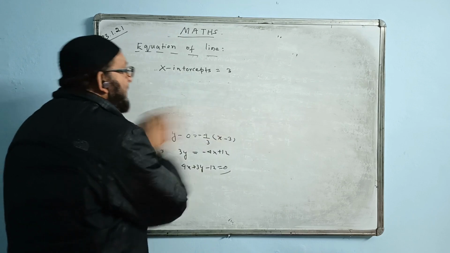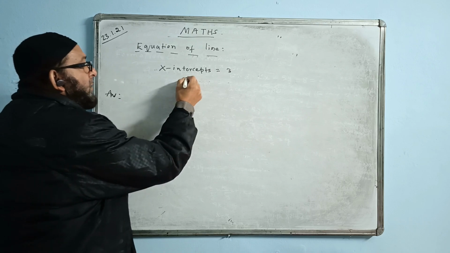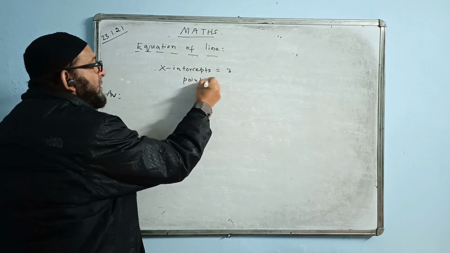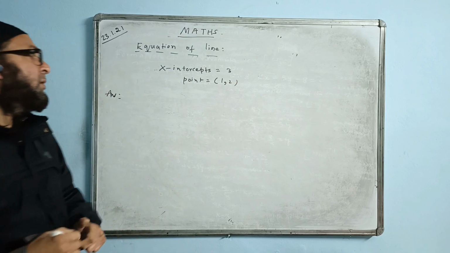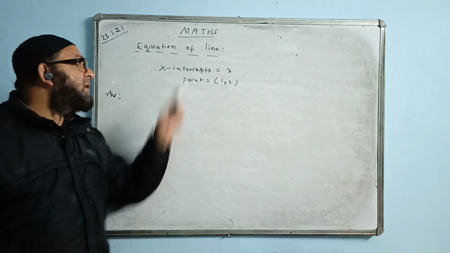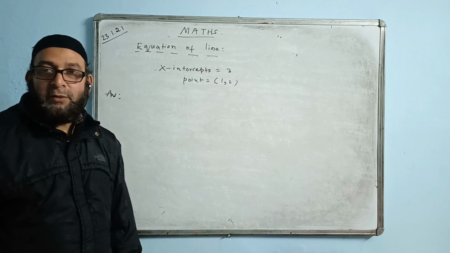Your question may even come like this. X-intercept is given as 3 and a point is given through which the line is passing. The point is given 1, 2. Form the equation of a straight line whose x-intercept is 3 and passing through the point 1, 2. Can you find the equation?